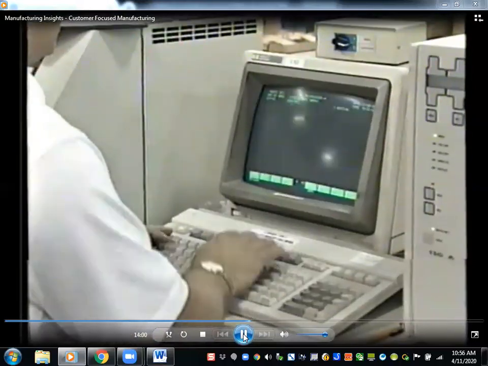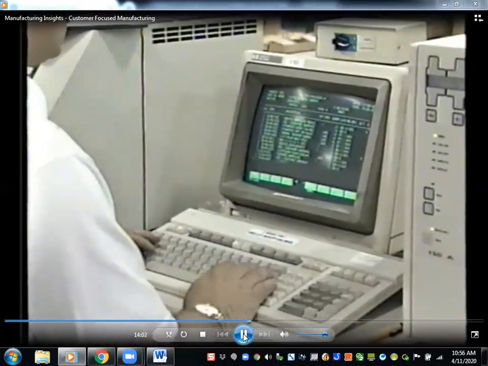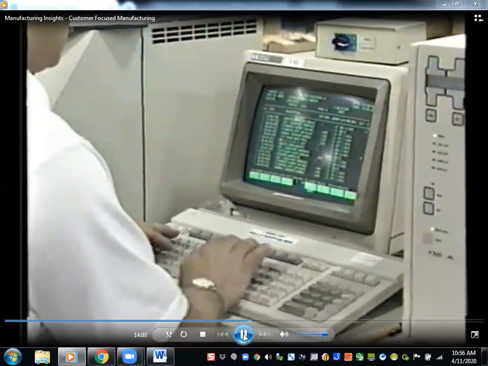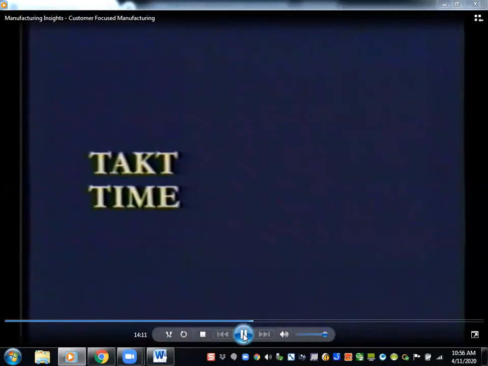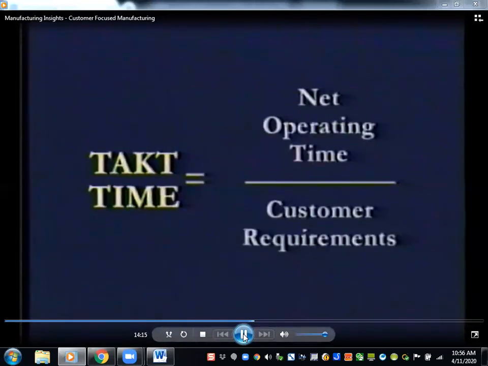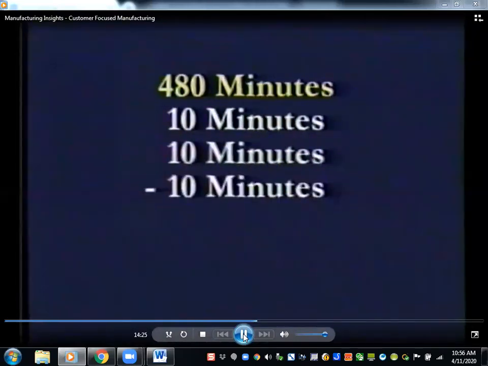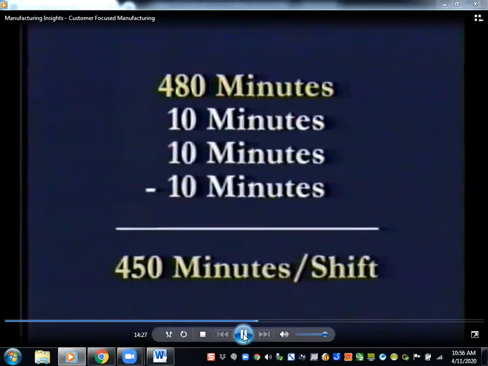With the focus on the customer's needs, controlling the production and scheduling of the cells relies heavily on the determination of takt times. The word takt comes from a German word meaning rhythm or beat. Each cell calculates its own takt times using a simple formula. For example, an 8-hour shift consists of 480 minutes. Subtracting 2 breaks and 1 daily meeting leaves a net operating time of 450 minutes per shift.